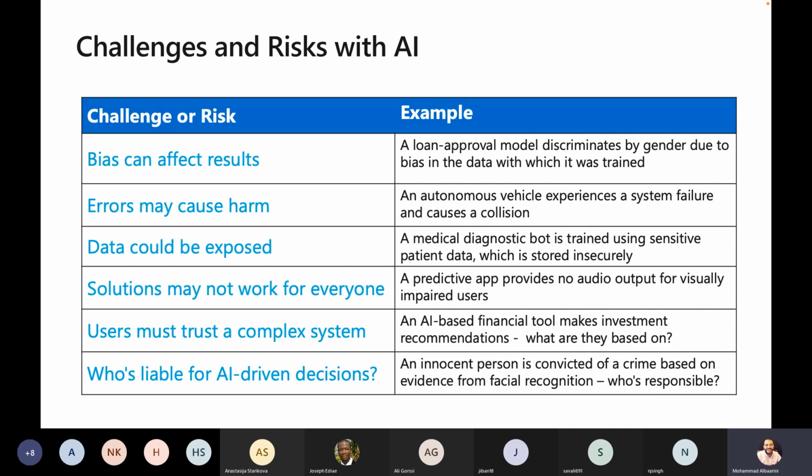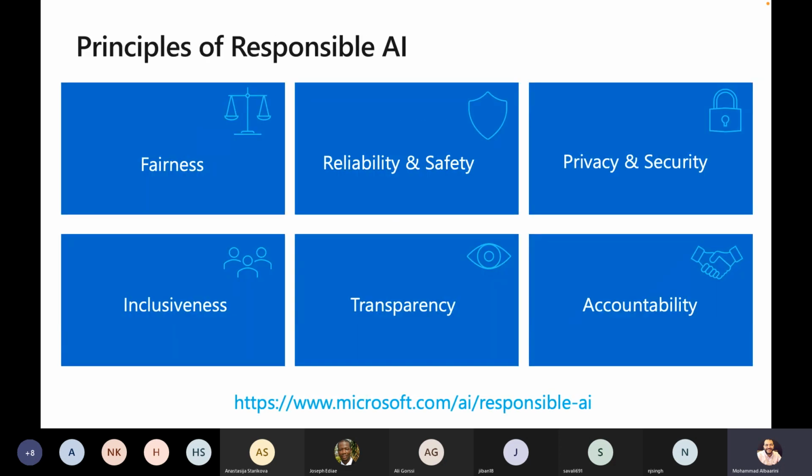So these are some of the challenges, or the risks, of using AI. We discussed the Facebook one. We discussed some other models that are happening. So the principle of responsible AI.